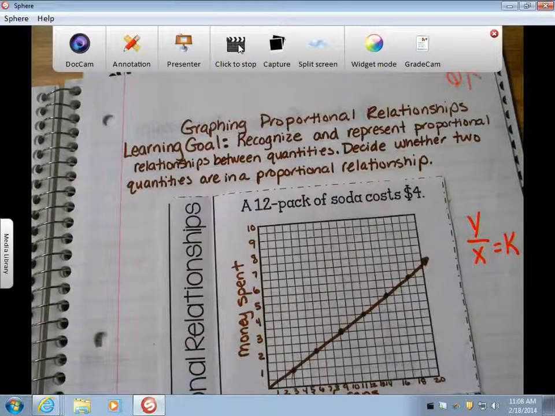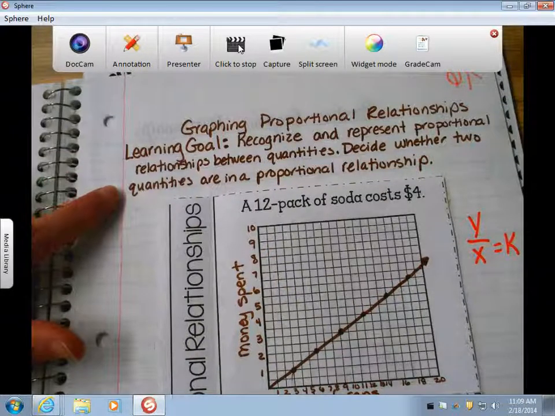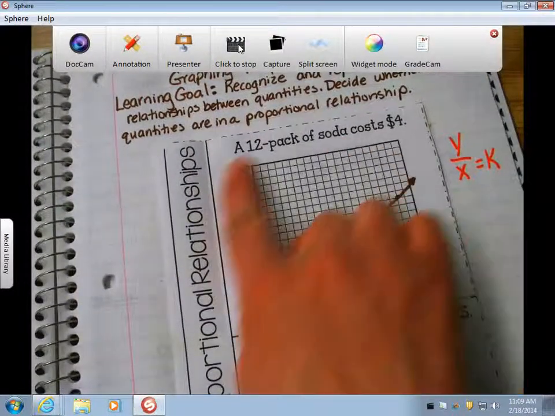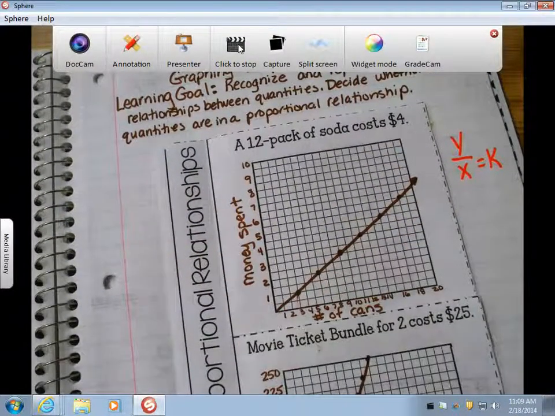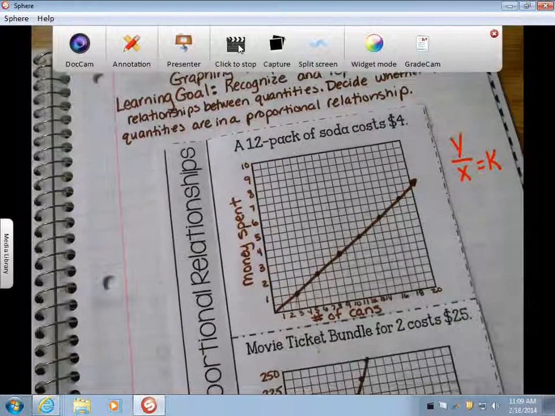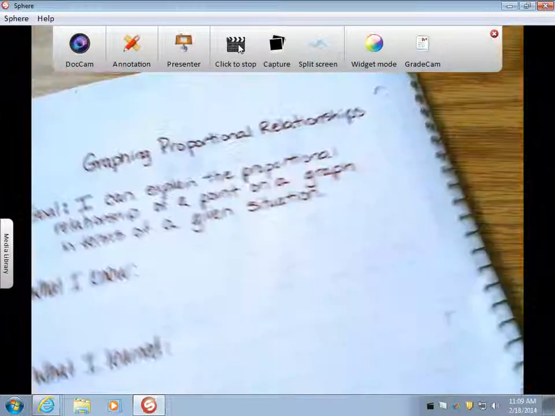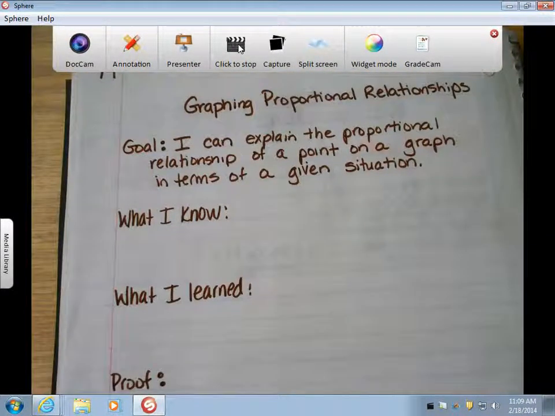Decide whether two quantities are in a proportional relationship. Once you've finished copying that down, then I would like for you to take your graphing proportional relationships foldable and glue that into place. After you've done that, I would like for you to turn to page 74. And on 74, you need to write the title, Graphing Proportional Relationships, and then write your goal in your own words.